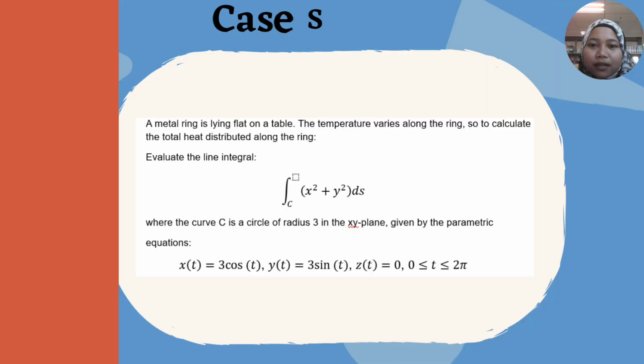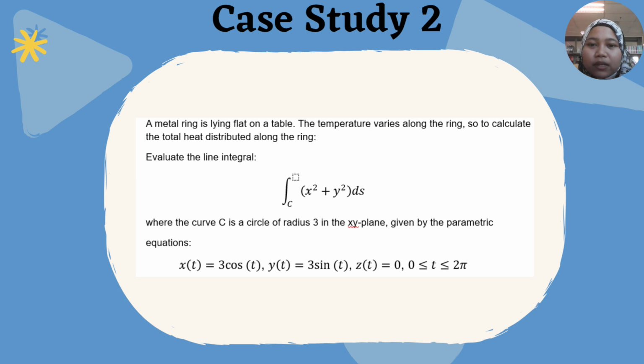Case study 2 is about a metal ring lying flat on a table. The temperature varies along the ring, so to calculate the total heat distributed along the ring, we need to evaluate the line integral of x squared plus y squared ds, where the curve C is a circle of radius 3 in the xy plane given by the parametric equation x(t) equals 3 cos t, y(t) equals 3 sin t, z(t) equals 0, where t is between 0 and 2 pi.